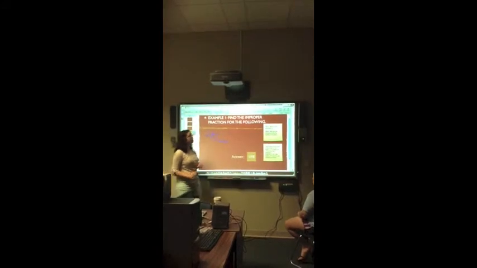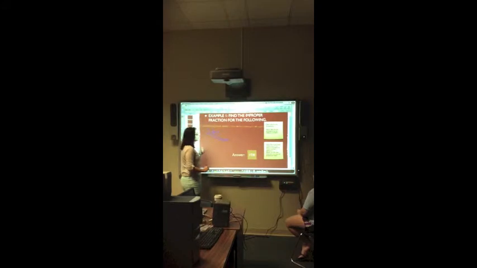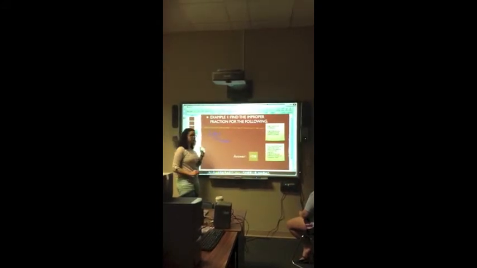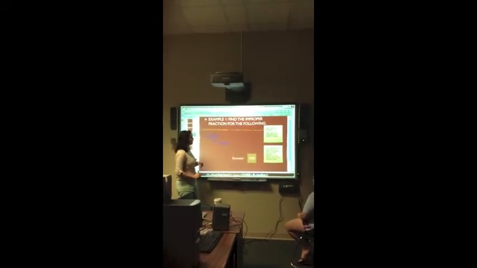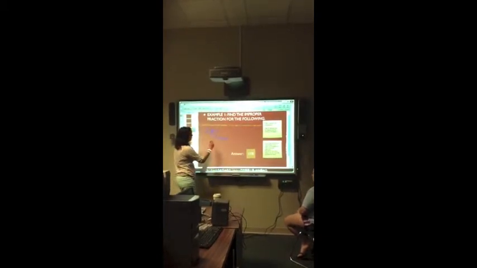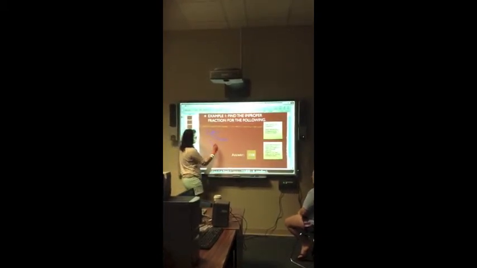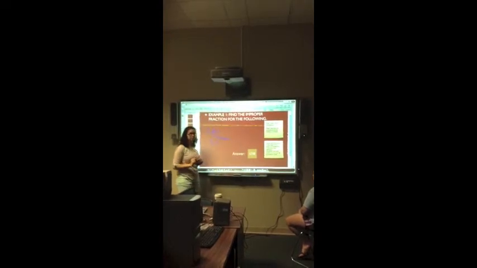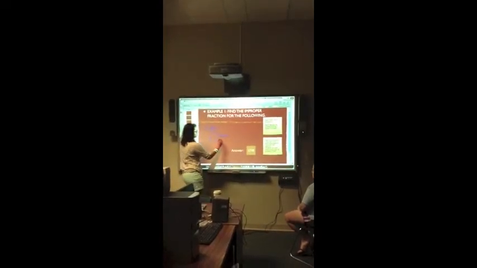Step 2, we're going to multiply the denominator by the leading coefficient. So remember, I said the leading coefficient is the larger number in front of the fraction. So our leading coefficient in this fraction is what? 2. So we're going to do 8 times 2, right? Right, which is 16. Good job.